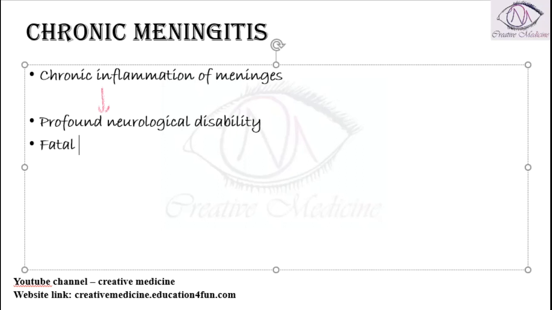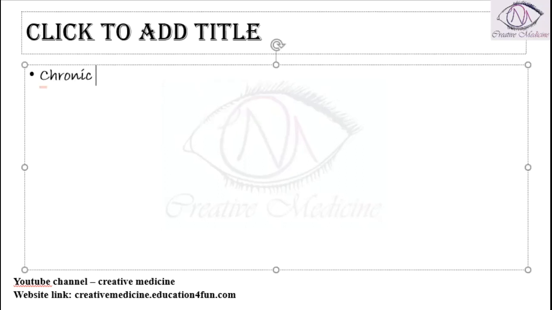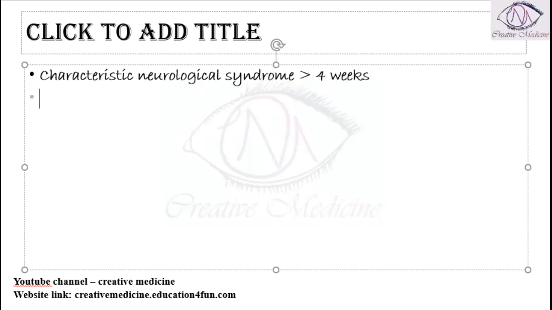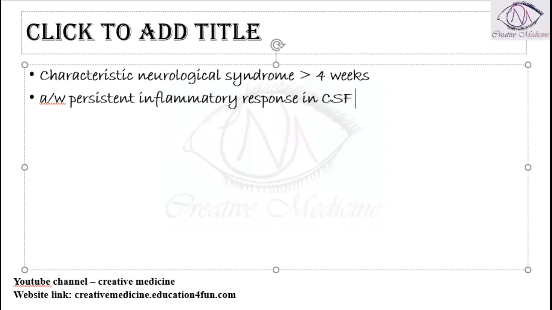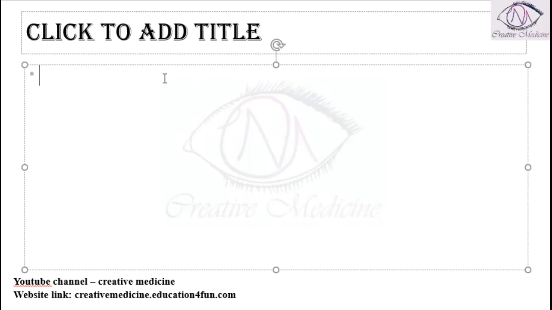Here in chronic meningitis, the patient will present with a characteristic neurological syndrome that develops over more than 4 weeks. Chronic meningitis is also associated with a persistent inflammatory response in the CSF, that is, a white blood cell count of more than 5 per ml.